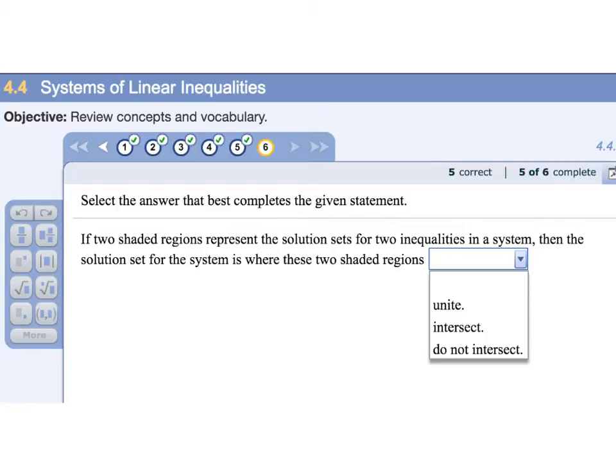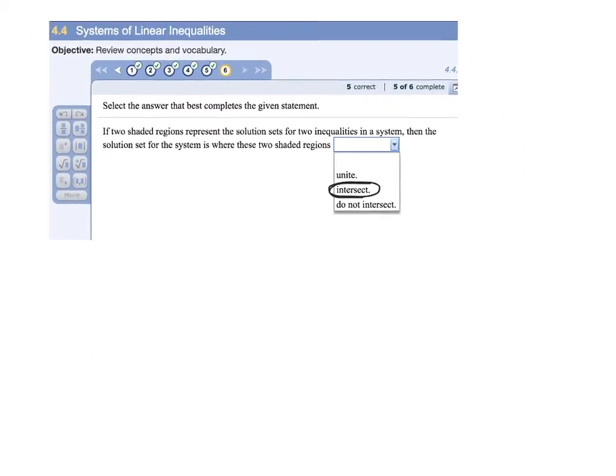And then the last piece of vocabulary is if two shaded regions represent the solution set for two inequalities in a system, then the solution set for the system is where these two shaded regions... Now I'm going to just quickly give you the answer, which is intersect. Now what the heck does that mean?